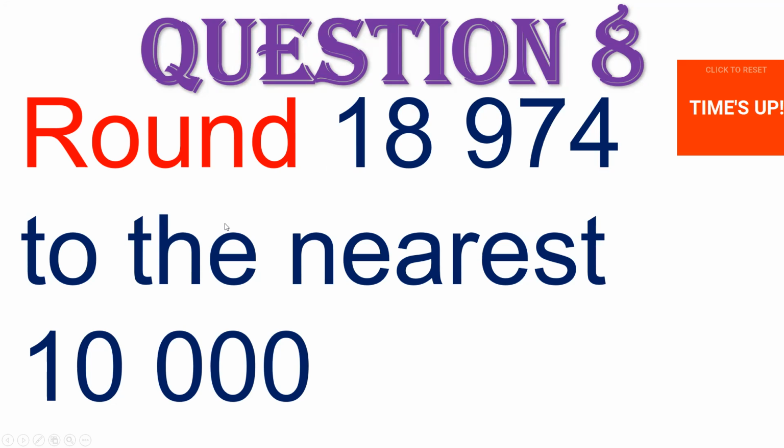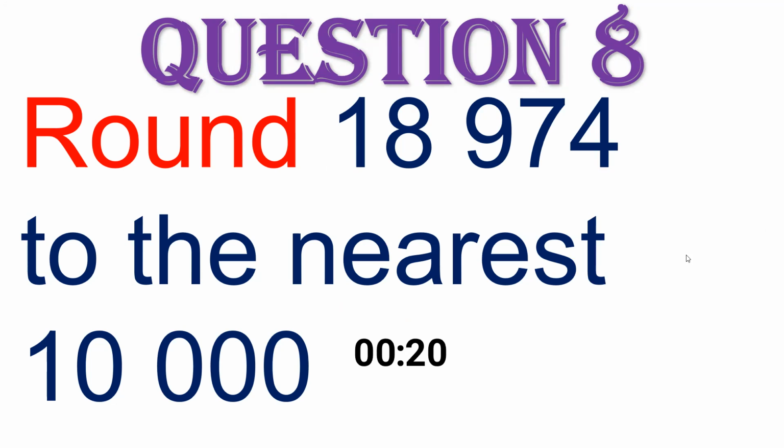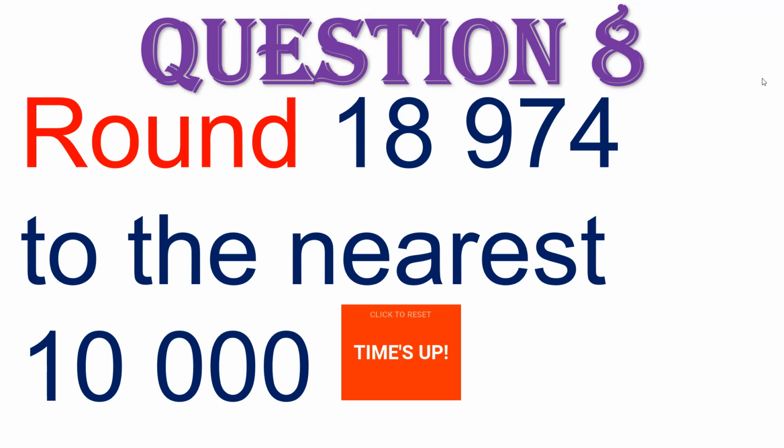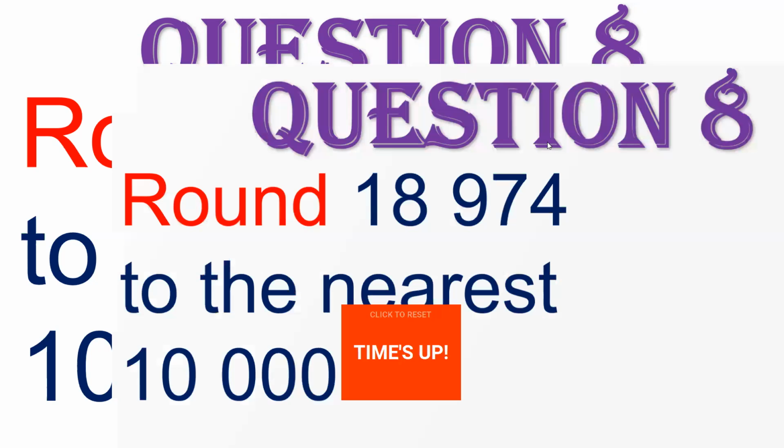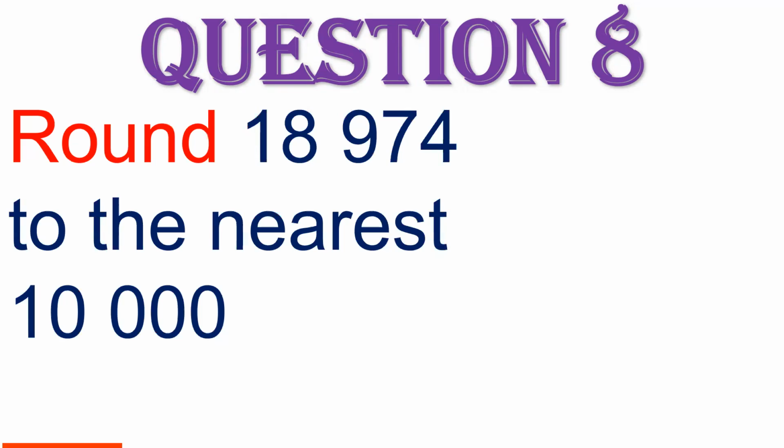So round off. You are going to round off this number, 18,974, to the nearest 10,000. That's our question. This question will not take time. Quickly, let's give the answer. 18,000. If you round off with 10,000, what are you going to get? Okay, for this question, 10,000, nearest to 10,000. So 18,000.